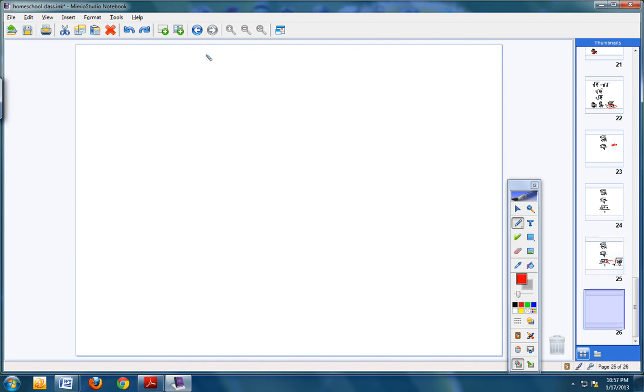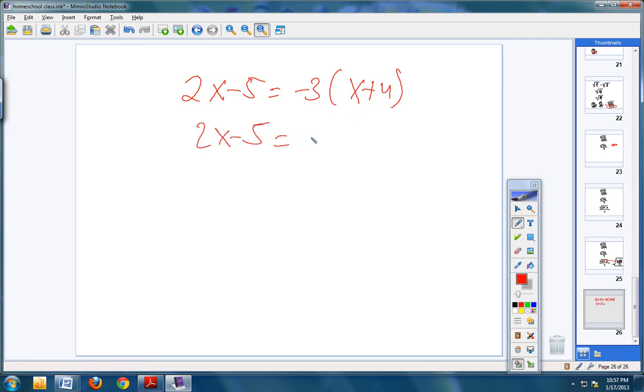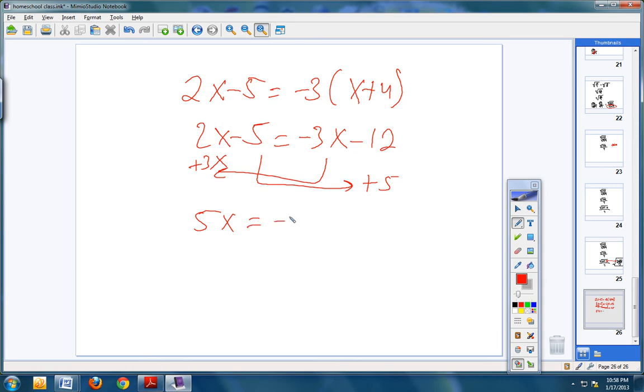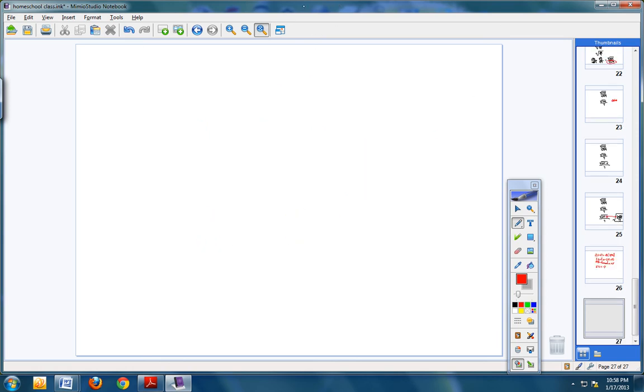Stuff like this. This should ring a bell. 2x minus 5 equals negative 3 times (x plus 4), all right? And you learned how to simplify that linear equation, take the negative 3 and multiply it through. And then you learned how to bring the 3x over. When you bring it over, it becomes a positive 3x. And you learned how to bring this negative 5 over and make it a positive 5, and that gives you negative 7, and then divide by 5. We've learned all of that, okay? And so now we're going to go on and solve quadratic equations.